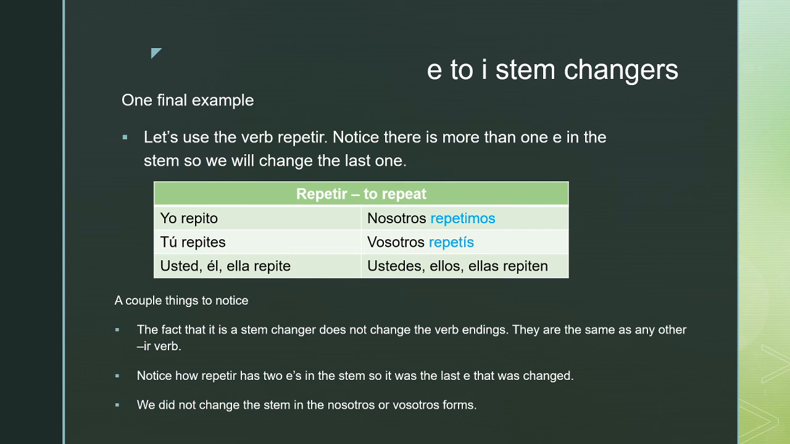It is important to remember, like all of the stem changing verbs, that there's no way to tell that it's a stem changing verb other than to memorize it. So you have to actually go through and learn which verbs are the stem changing verbs.